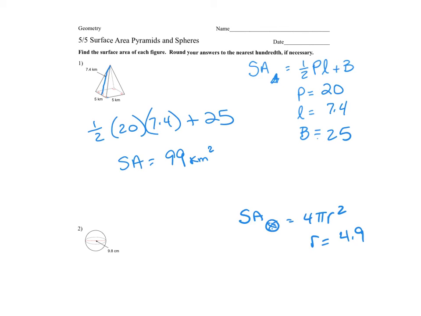And this one is pretty easy. You just do 4 and type in your pi from the calculator, and then 4.9 in parentheses squared. And we'll put that in the calculator, and we get 301.72. And that would be centimeters squared.